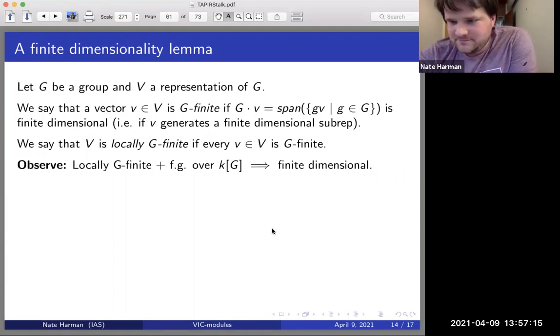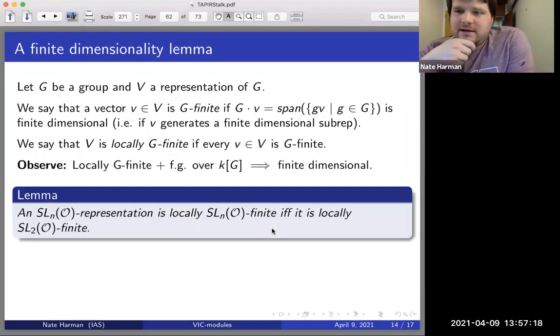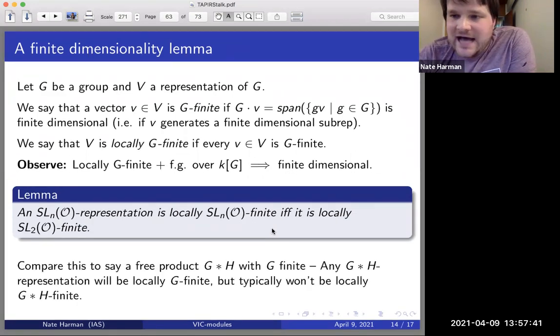All right, but here's the lemma. The lemma is that a representation of SL_N(O) is locally SL_N finite if and only if it's locally SL_2 finite for the standard copy of SL_2 inside SL_N. And this is surprising. This is not something that should happen for infinite index subgroups. For example, if I take a free product and I take one of the factors to be finite, then any representation of that free product will be locally finite for the first factor.